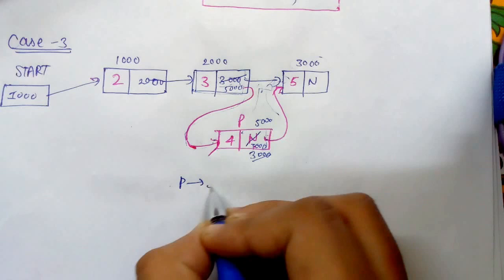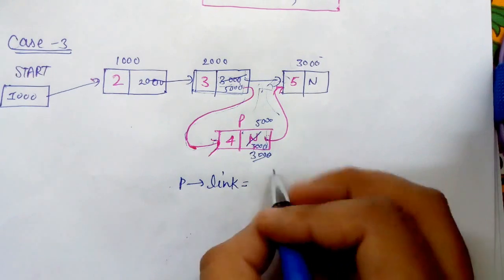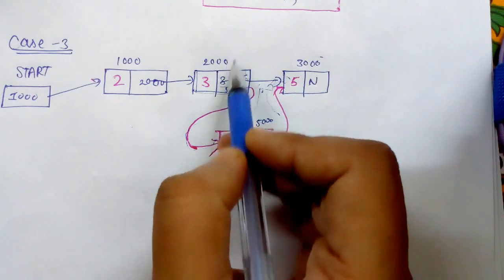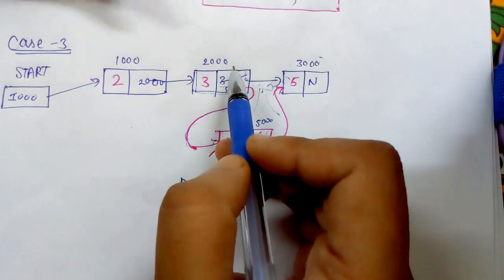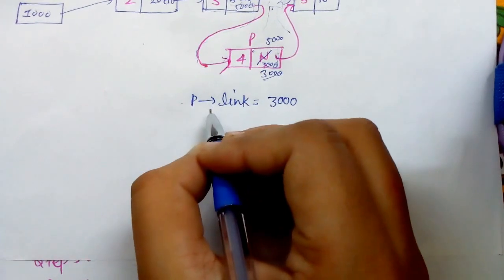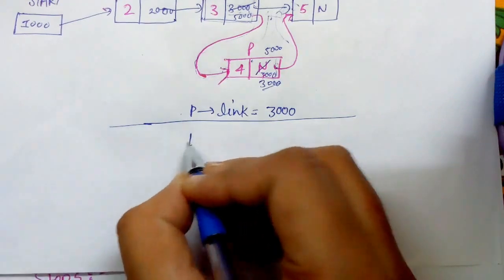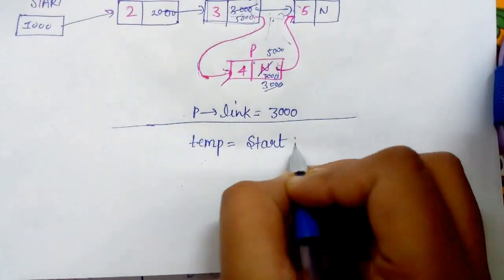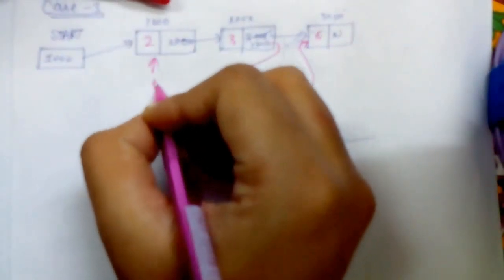First of all, in the p link part it should contain 3000. And now what is this node? We have to take a simple variable here, so that we can modify the links. Suppose I am taking a temp variable, and I am starting temp from start. That will be the first node. So my temp will start from here.